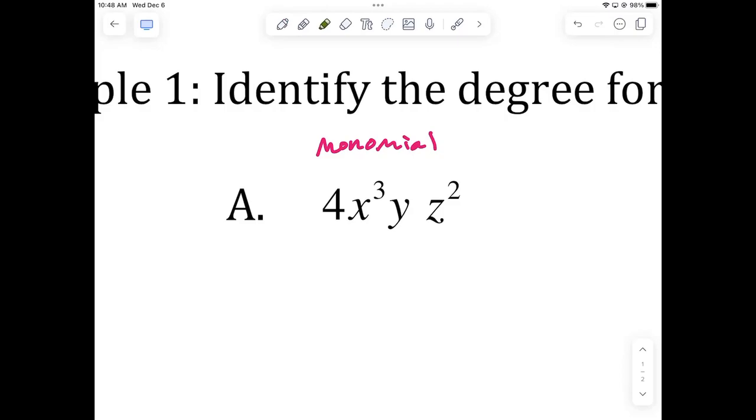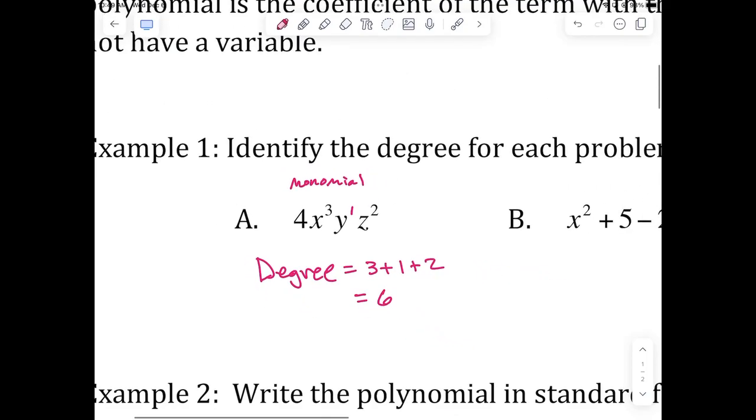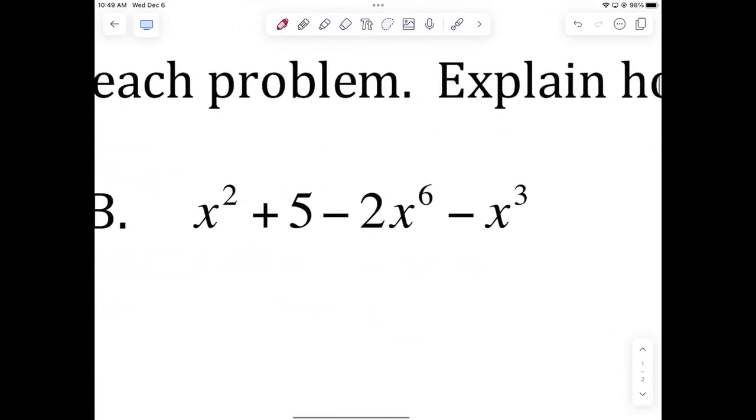What do you suspect the degree of this monomial will be? You would think it's 3 because the x has an exponent of 3. However, that is not how it works if there's more than one variable. We have an x to the 3rd, we have a y to the 1st, and we have a z to the 2nd. The degree is going to be the sum of those exponents, which is 6. Very good. If there's more than one variable, the degree is the sum of the exponents. That's easy.